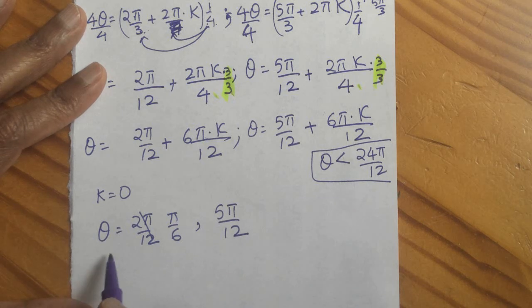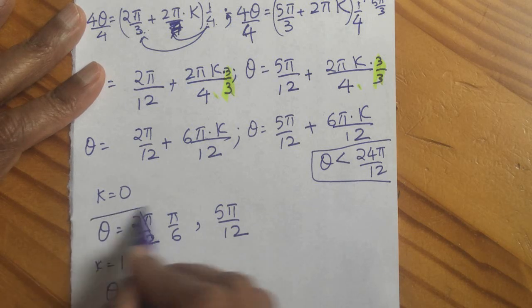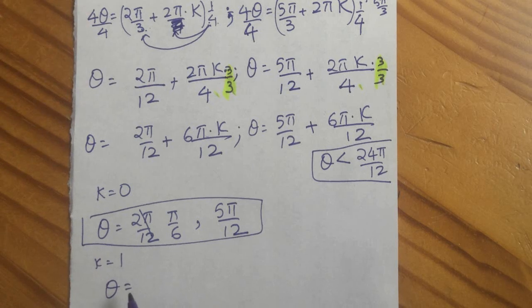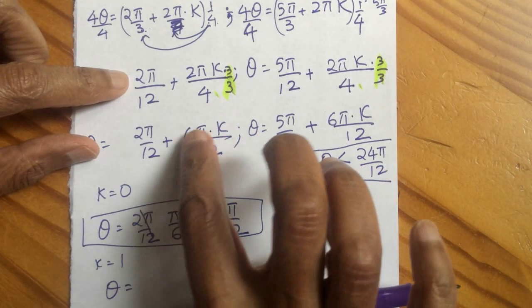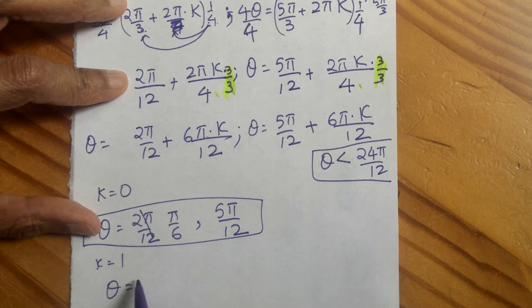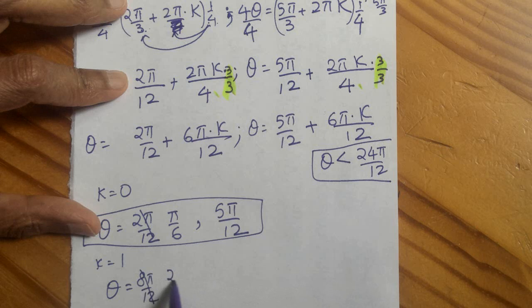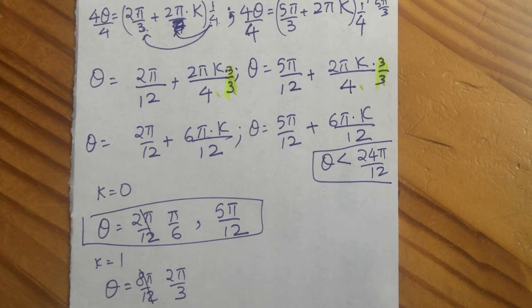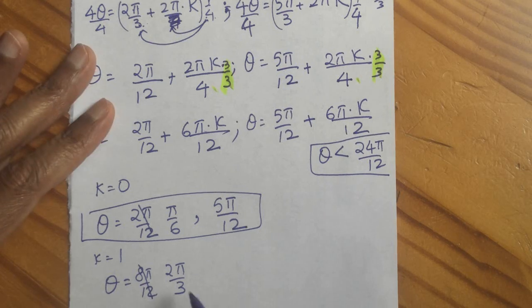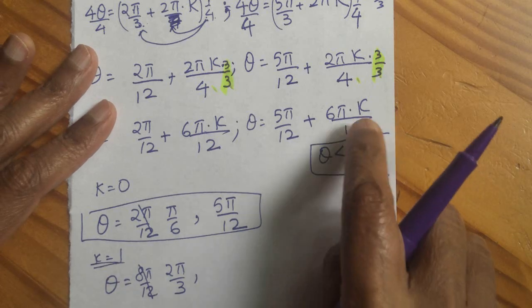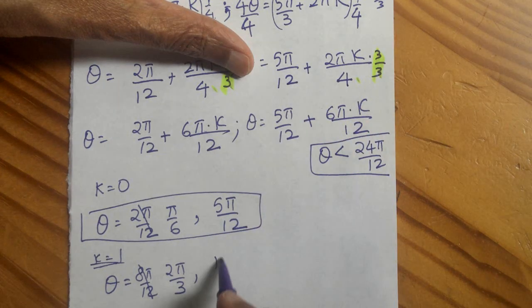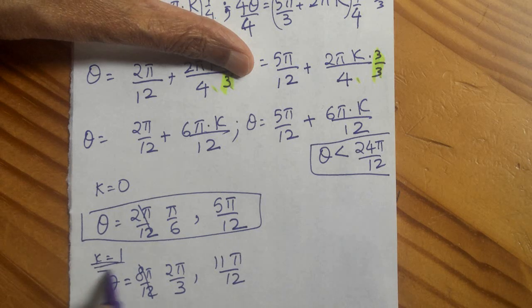Okay, let's keep going. When k equals 1, theta equals, so these are my two solutions right now. Let's keep going. If k is equal to 1, just 6 pi plus 2 pi is 8 pi. So it's 8 pi over 12, which simplifies to 2 pi over 3, right? They're both factors of 4. So it simplifies to 2 pi over 3. And let's look at the next one. We are still at k equals 1, 6 pi plus 5 pi, it's 11 pi by 12.